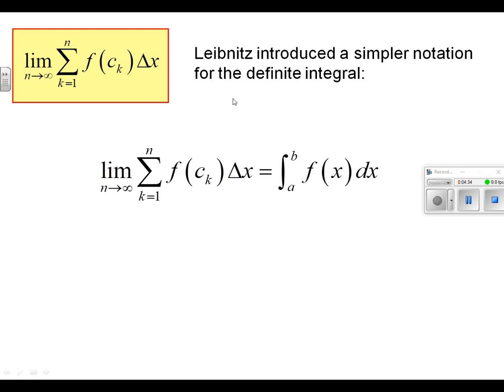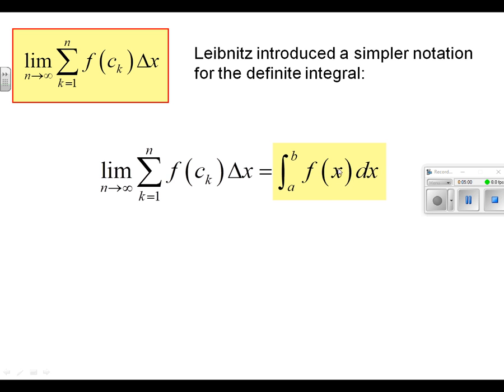Okay, then we get to here, Leibniz. So instead of writing all of this, he condensed all of that to this symbol on the right. Sometimes it looks kind of like a long stretched out S. You see that? So this is the symbol for integral. a and b tell us the starting and ending x values for the interval.